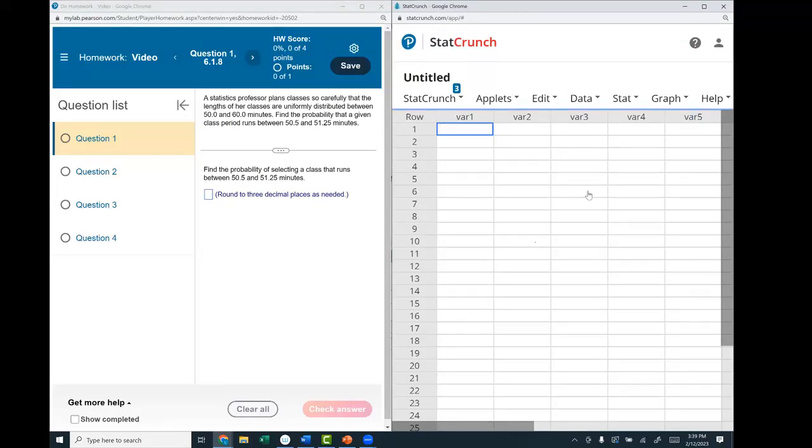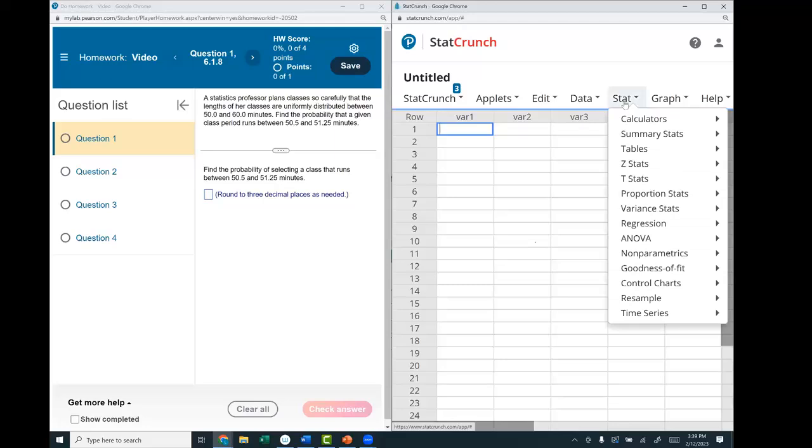A statistics professor plans classes so carefully that the length of her classes are uniformly distributed. Now that's a very important thing, uniformly distributed between 50 and 60 minutes. Find the probability that a given class period runs between 50.5 and 51.25 minutes.